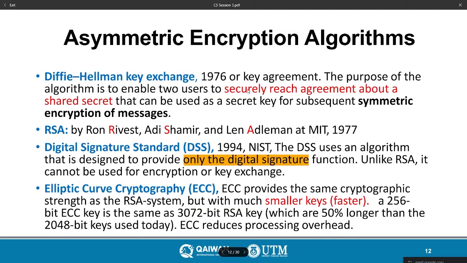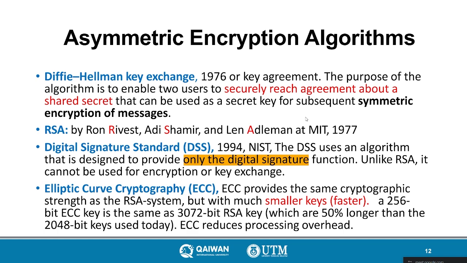Now, this was the Diffie-Hellman, and we have RSA, which is from the names Ron Rivest, Adi Shamir, and Leonard Adleman at MIT in 1977. They created this algorithm, and we will talk about it in the next slides. Now, what is the digital signature standard?